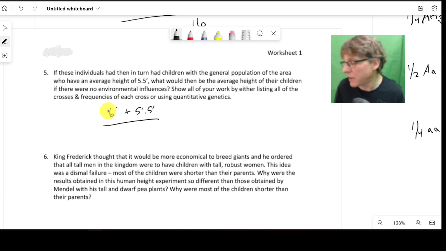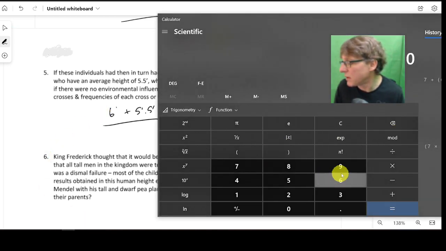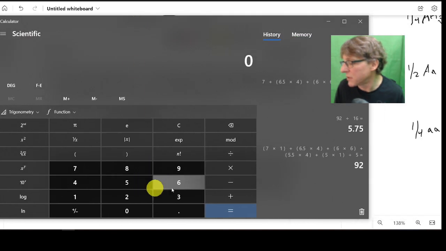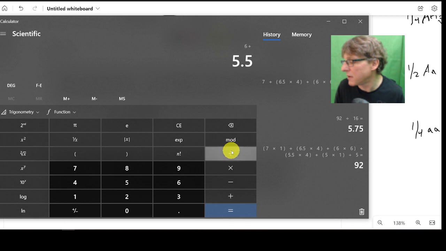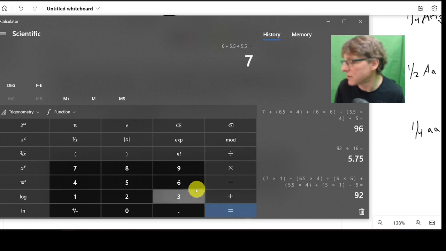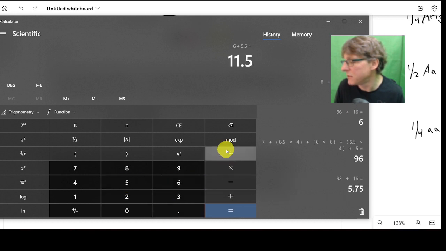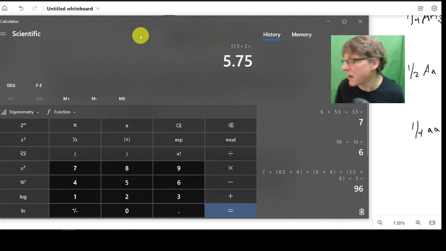in which case we have 6 plus 5.5, divided by 2, equals 5.75.